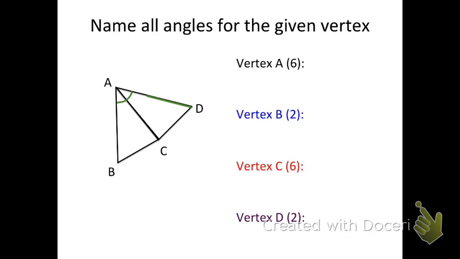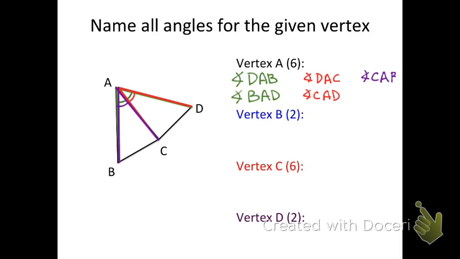So the big green angle, there are 2 ways that we could write that. Angle DAB. The other way we could do it is angle BAD. Again, remember, vertex A means A needs to be in the middle when we're writing them. Another angle, the red angle, is right here, and that would be angle DAC. And then the opposite way to write that one would be angle CAD. And then the third pair of angles that have A as the vertex is the purple angle, and it would be angle CAB, and then the opposite way, angle BAC. So that is all the angles written for vertex A, 6 of them.